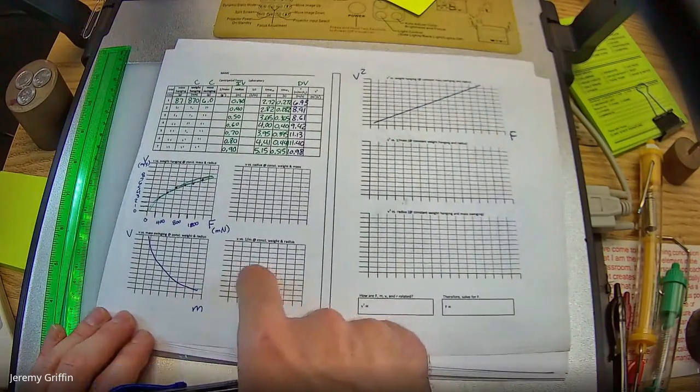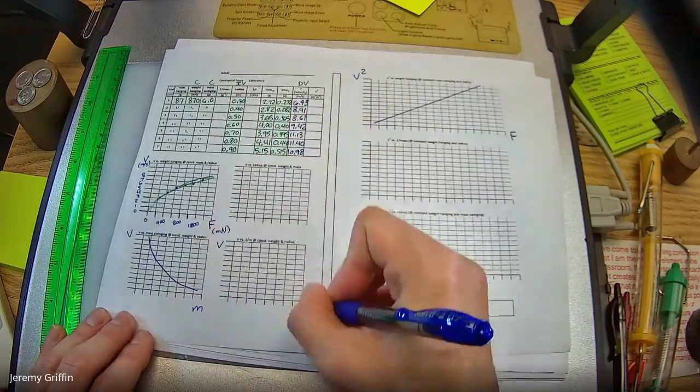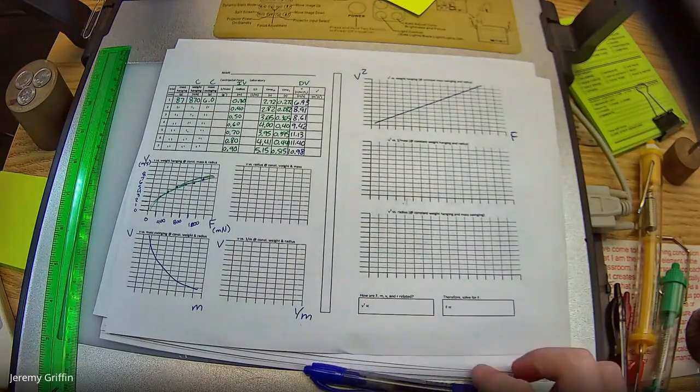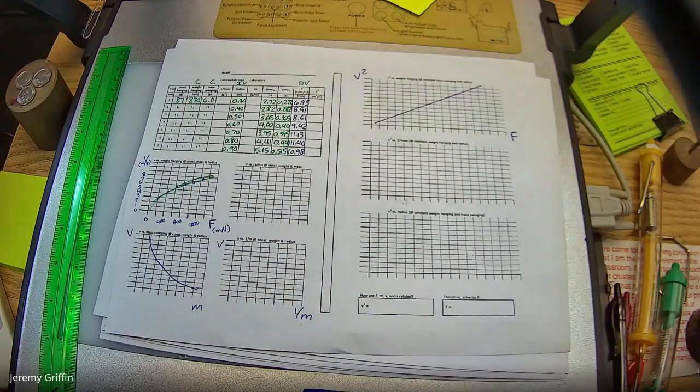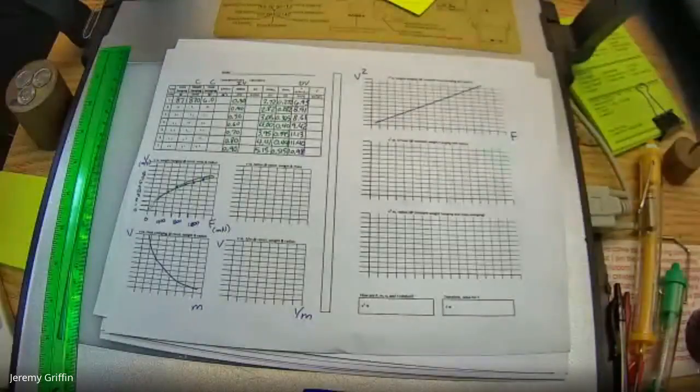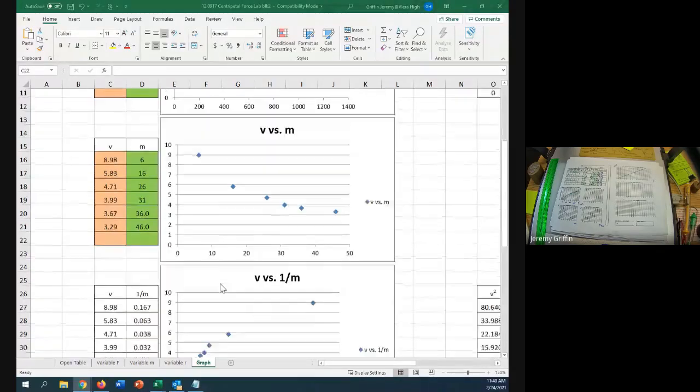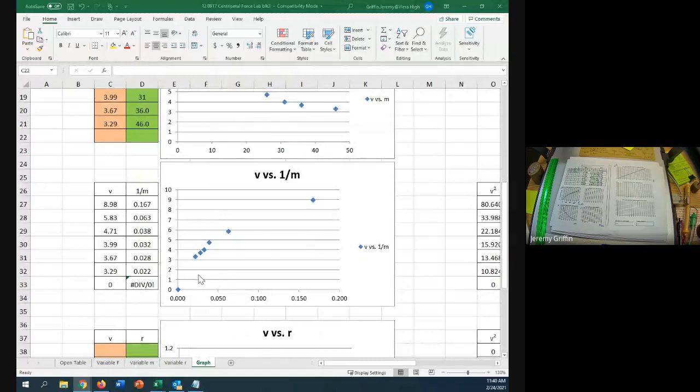The next thing we're gonna do, you guys see this one to the right of it says V versus 1 over M. That's gonna be our next step. Now, this may or may not straighten out into a straight line. We're gonna find out. Well, actually, I know this. I've done this lab before. I've got Excel set up. It's pre-programmed to take those numbers and take the reciprocal. You guys can see that right down here, right?